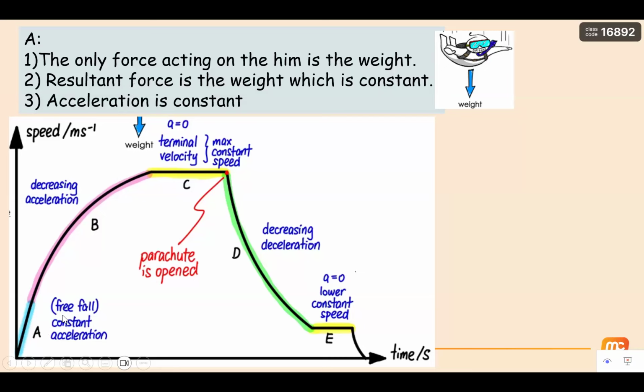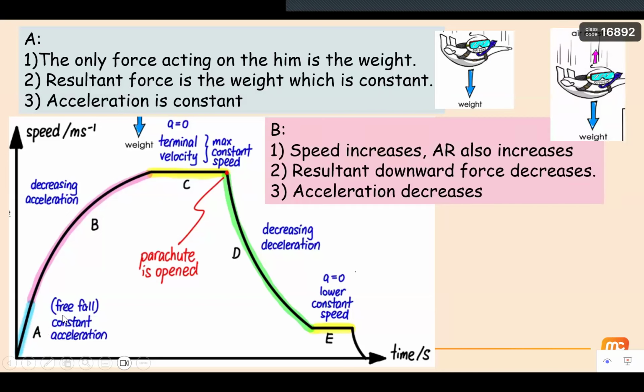Okay, part B. As the parachutist falls, the speed increases. You can see over here in A, it has a constant acceleration. As the speed increases, there is one other force that acts on this parachutist, which is the air resistance. As he falls faster and faster, the amount of air resistance on him also increases.